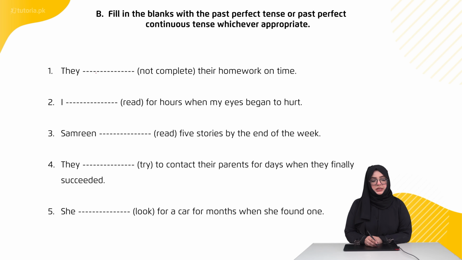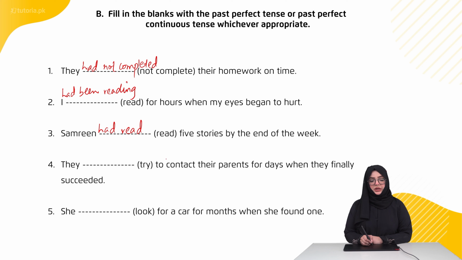So let's see. First is they dash not complete their homework on time. So इसमें हमें कोई time limit नहीं नज़र आ रही है, so we'll simply write they had not completed their work on time. Second is I dash read for hours when my eyes began to hurt. I had been reading for hours, because 4 hours हमारे पास ये time limit आई है. Third is Samreen dash read 5 stories by the end of the week. Samreen had read 5 stories by the end of the week.